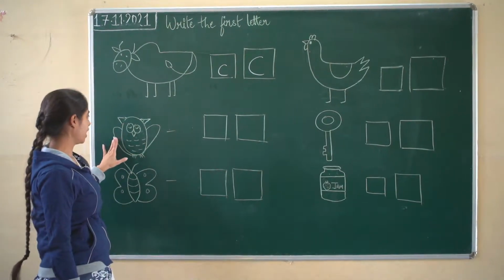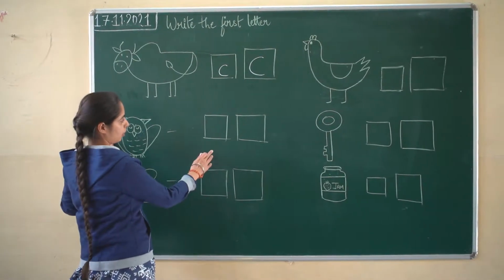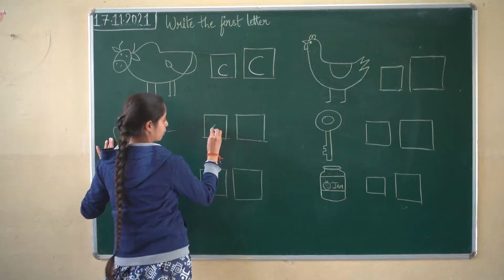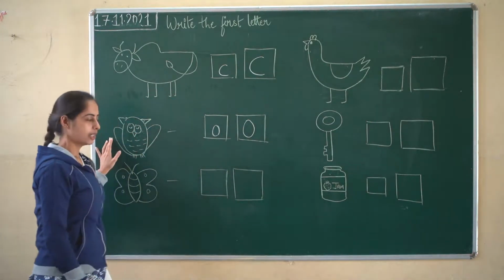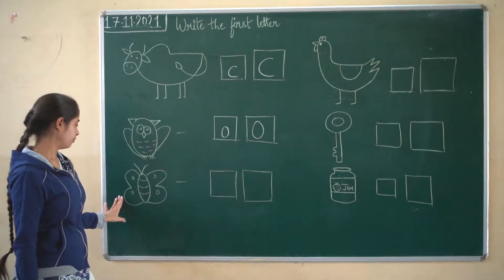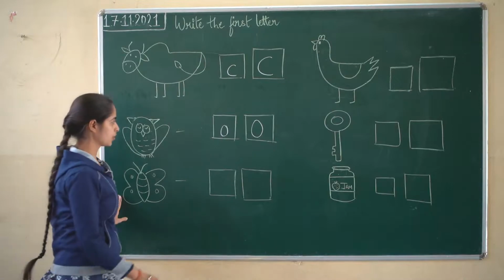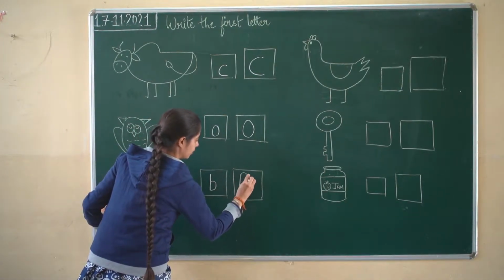The second picture we are having is of an owl. So in the small box, likewise, we will write small o and capital O. Then we are having the picture of a butterfly. B for butterfly. So we are going to write small b, capital B.